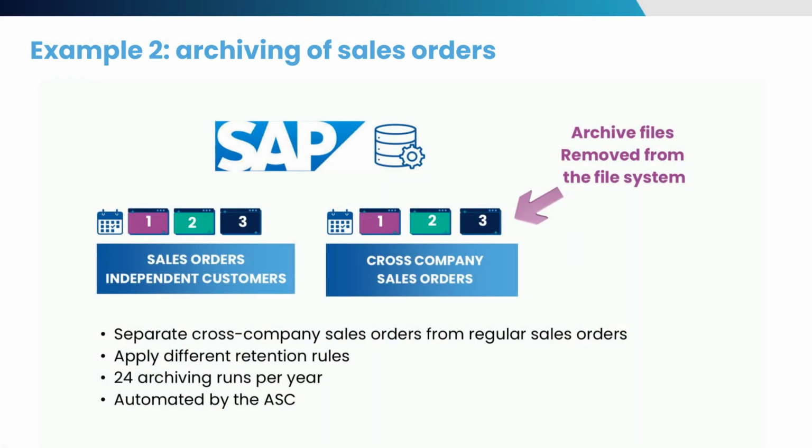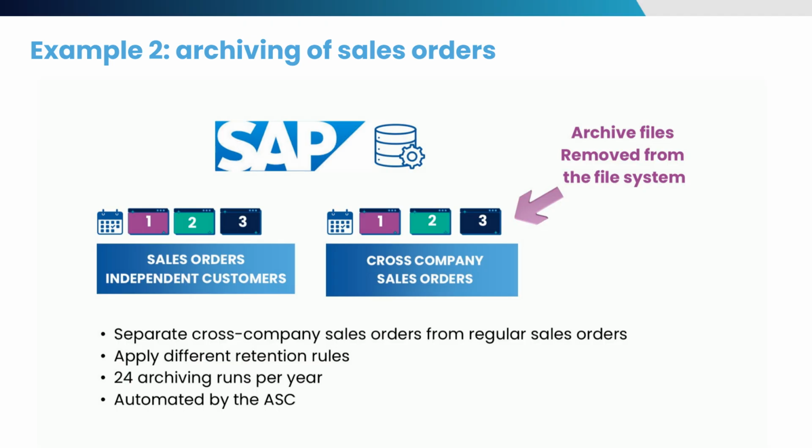In this second example, we archive sales orders SDVBAK. Some orders relate to independent customers, while others are cross-company sales orders. This distinction is determined by the SAP sales order type. By linking the archiving option to the sales order type, we can separate cross-company sales orders from regular sales orders and apply different retention rules. For example, cross-company sales orders may be deleted earlier.